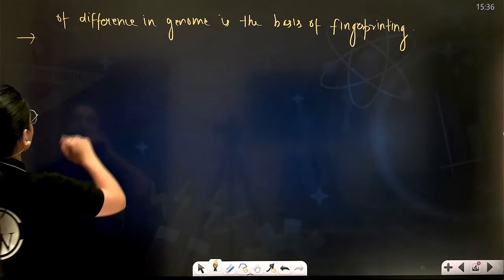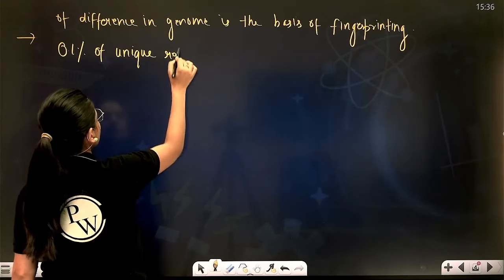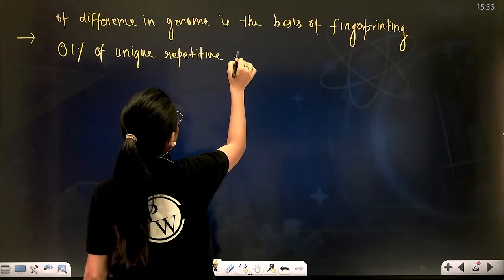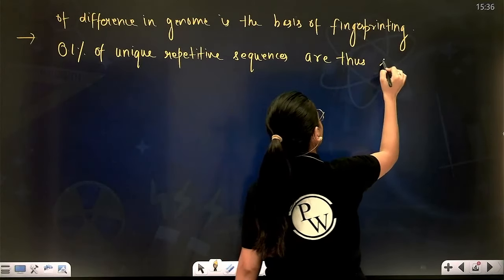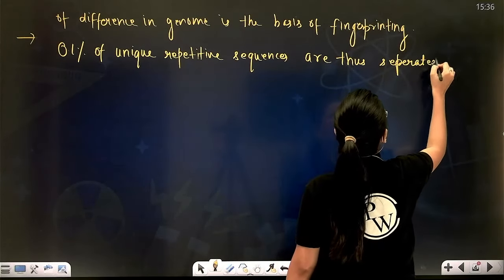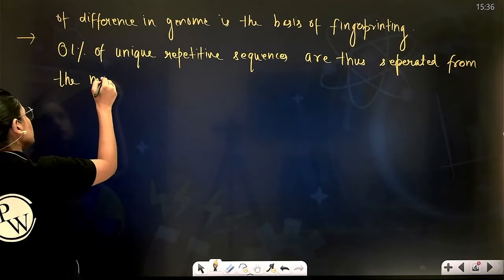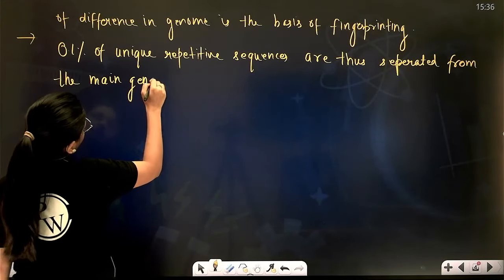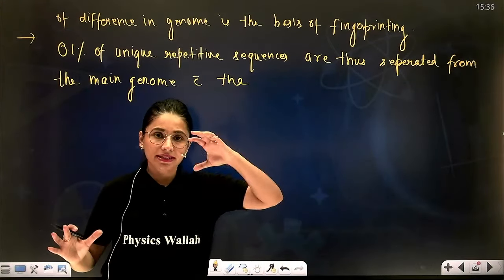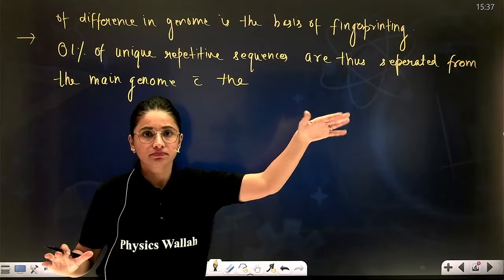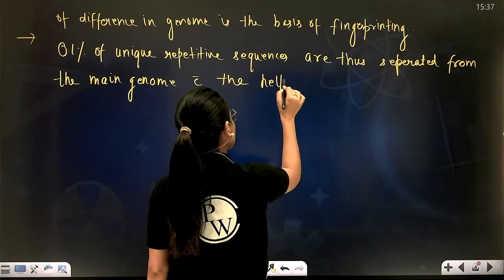So the next important point which we can write is: the 0.1% of unique repetitive sequences are thus separated from the main genome with the help of centrifugation. It is basically density gradient separation that separates the major portion, the bulk genome, from the other type of genome. Separated from the main genome with the help of centrifugation.